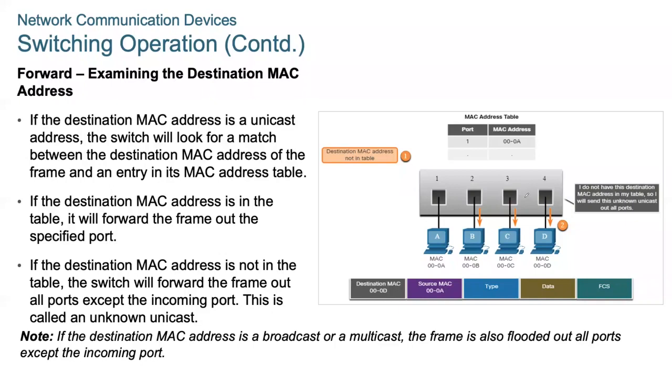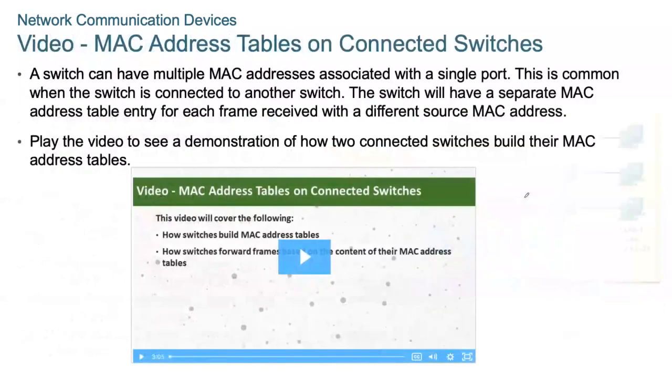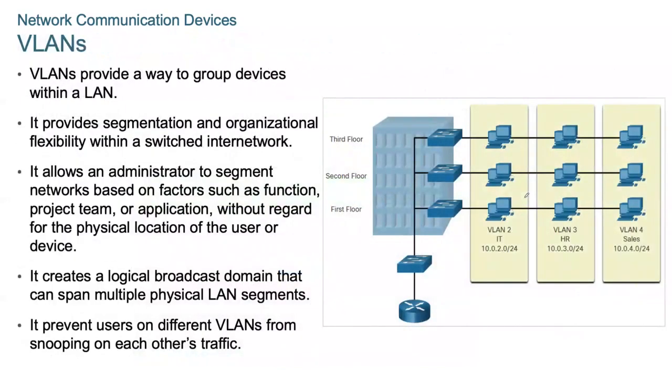PCA is going to send an Ethernet frame to PCB, and PCB is going to send an Ethernet frame to PCA. We're going to examine how switches S1 and S2 build their MAC address tables, and also how they forward frames based on the information in those MAC address tables. PCA has an Ethernet frame to send to PCB. The source MAC address of the frame is 000A, and the destination MAC address is 000B. The Ethernet frame is sent to switch S1.